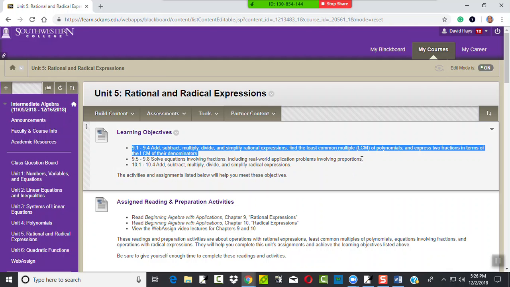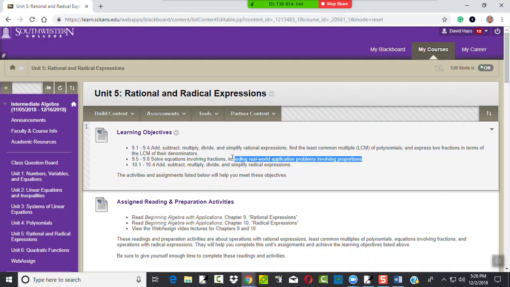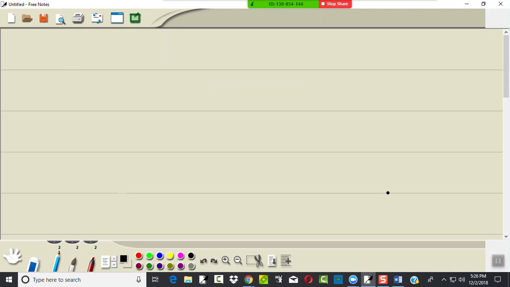Now this one talks about equations involving fractions. These are called rational equations. Let me grab a drink first. First off, let's specifically talk about proportions.